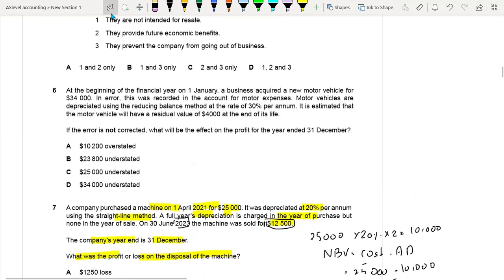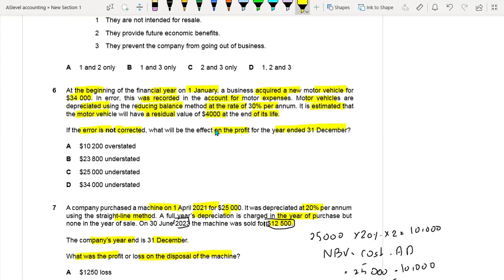Okay. So in question number 6. At the beginning of the financial year, on 1st January, a business acquired a new motor vehicle for 34,000. In error, this was recorded in the account of motor expenses. So we basically increased the expenses by $34,000. Motor vehicles are depreciated using the reducing balance method at the rate of 30% per annum. It is estimated that the motor vehicle will have a residual value of 4,000 at the end of its life. If the error is not corrected, what will be the effect on the profit for the year ended 31st December?